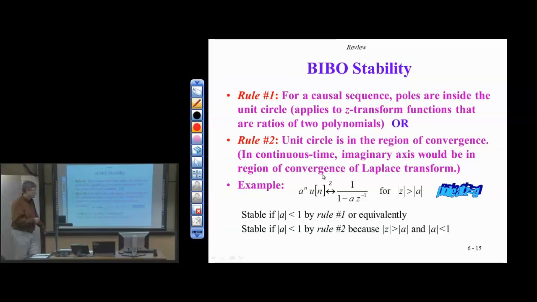In the class, we tend to not worry about the anti-causal case much. But anyway, rule two is the more complete version. So if the unit circle is in the region of convergence of the transfer function, then we have BIBO stability.